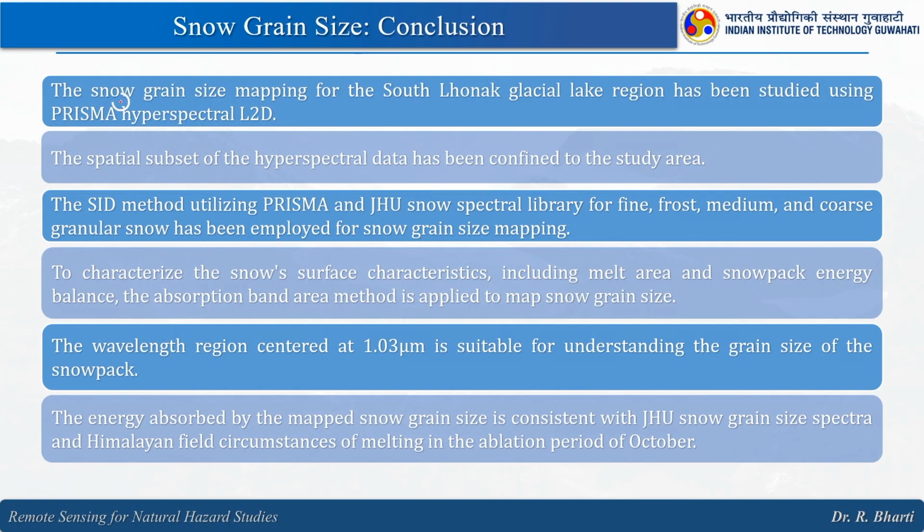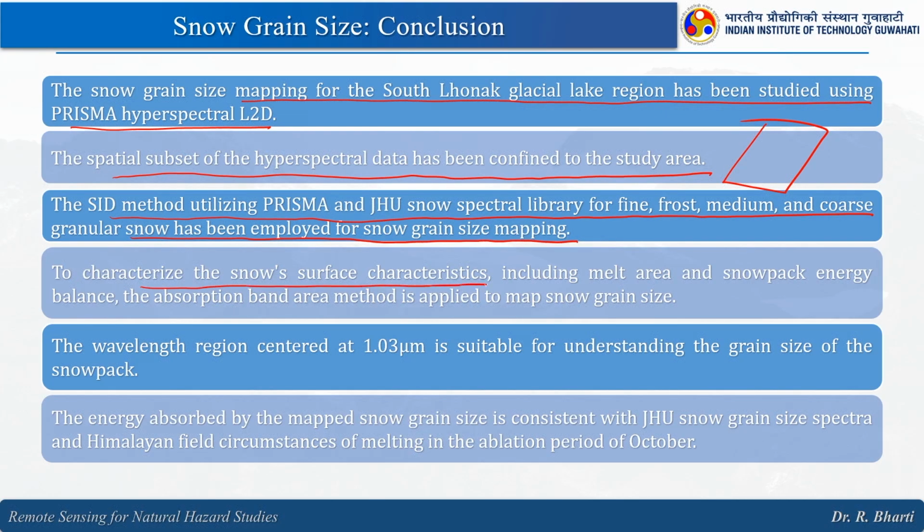mapping. To summarize this work, the snow grain size mapping for the South Lonak Glacial Lake region has been studied using PRISMA data. The spatial subset of the hyperspectral data has been confined to the study area. The whole image was not used. The SID method utilizing PRISMA and JHU snow spectral library for fine, frost, medium and coarse granular snow has been employed for snow grain size mapping. To characterize the snow surface characteristics including melt area and snowpack energy balance, the absorption band area method is applied to map the snow grain size.